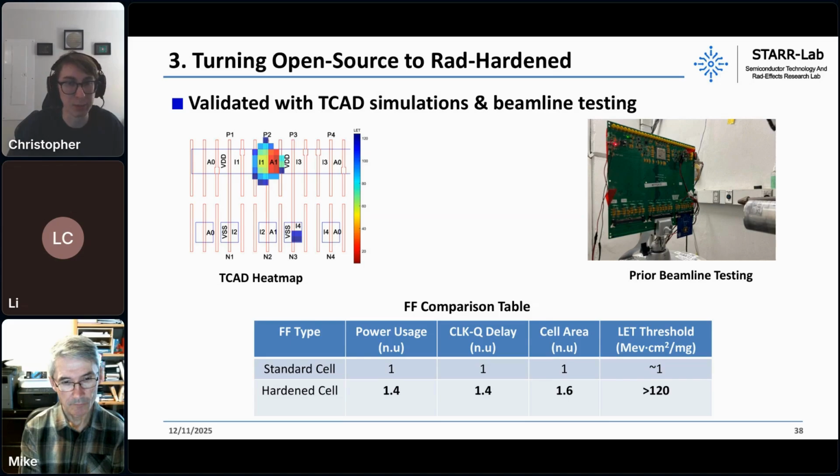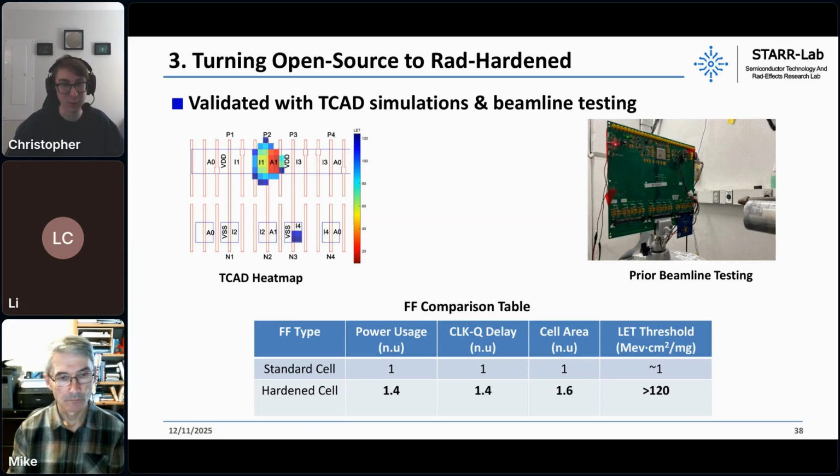to make it rad hardened. But really the key thing is on the right there, where we're talking about an LET threshold. This describes how energetic a particle needs to be to strike the device before it'll upset. For a standard cell, the value is somewhere around 1, whereas for our cells it's past 120. So we have roughly a 120x improvement in the overall reliability of the cell, which is really quite bulletproof. It's really quite amazing.